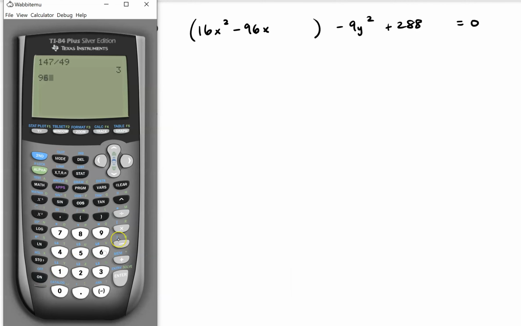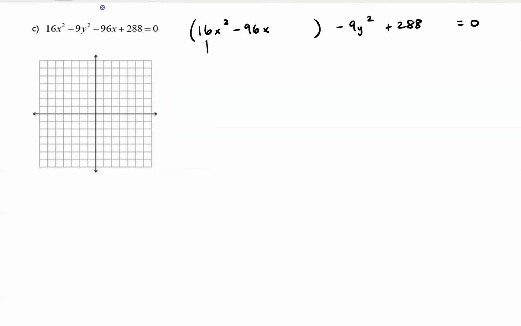So let's see if it is. Oh, it is. Wonderful. And the reason that is important is that both of these terms are divisible by 16, and we could factor out a 16. So if we do that, we're left with 16 times the quantity x squared minus 6x, and then the rest of the equation will remain unchanged.